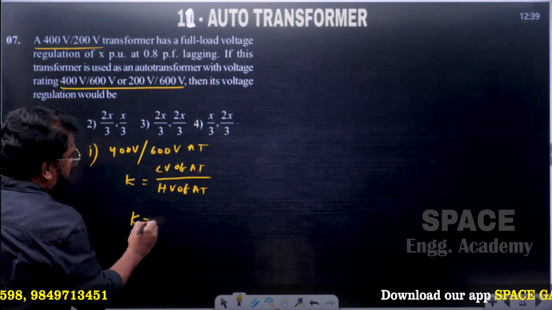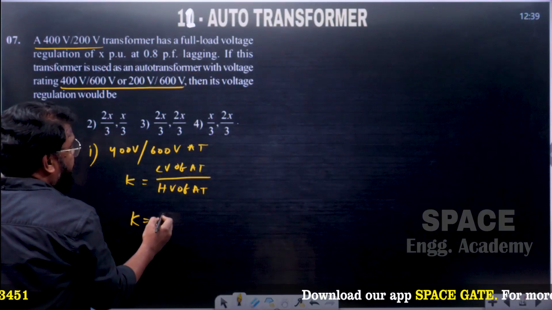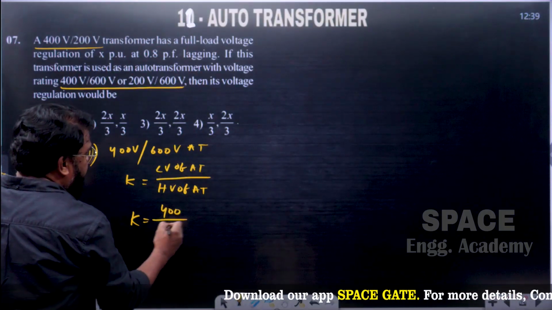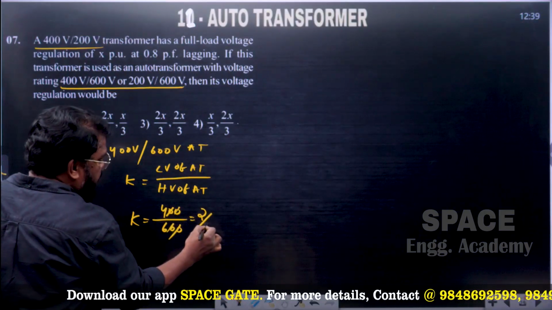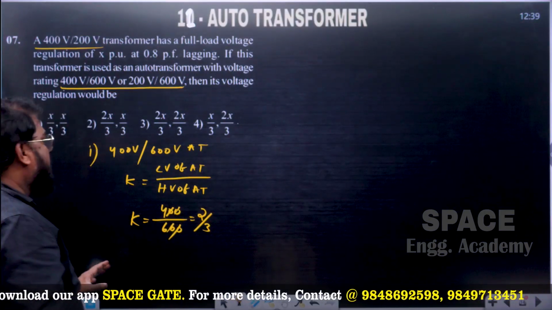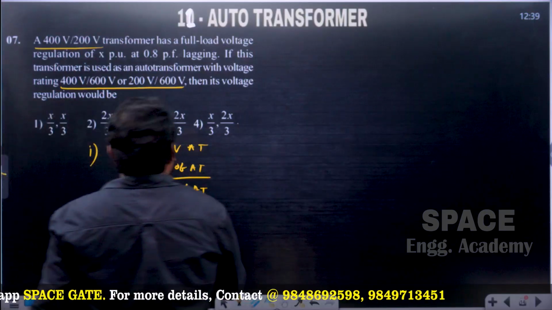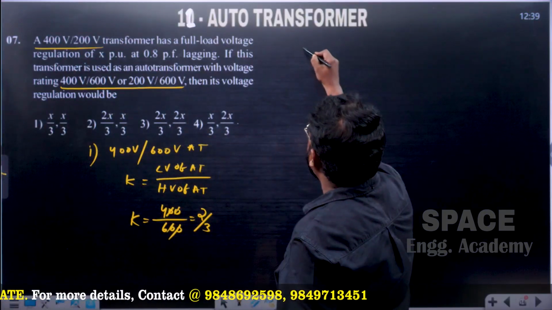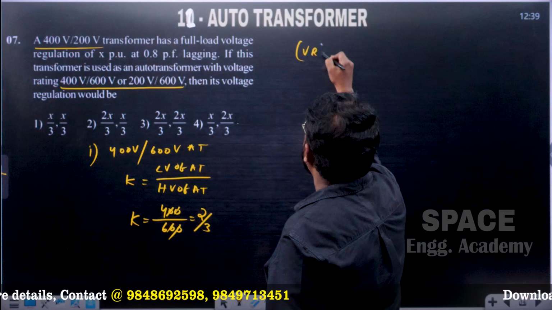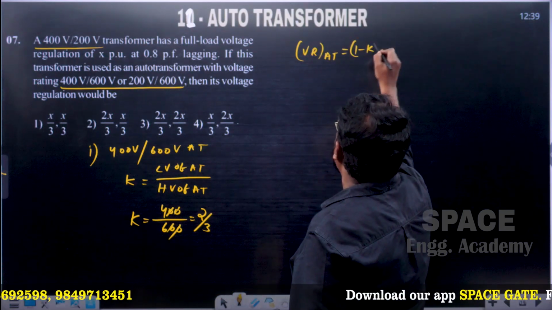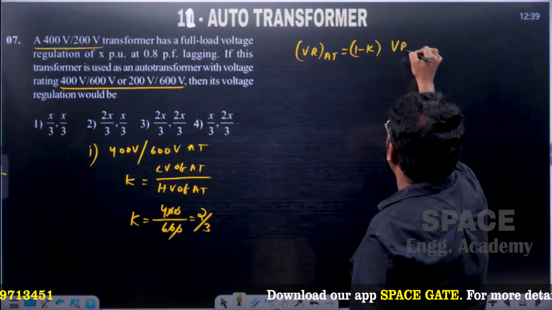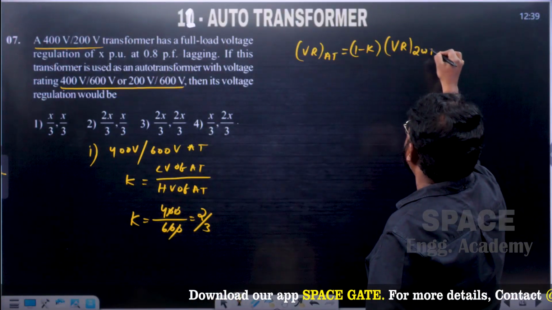So now what is the low voltage of the auto transformer? 400 divided by 600. The zero cancels, so K is equal to 2 by 3. After getting K, we can find the voltage regulation. The voltage regulation of the auto transformer is equal to 1 minus K times the voltage regulation of the two winding transformer.